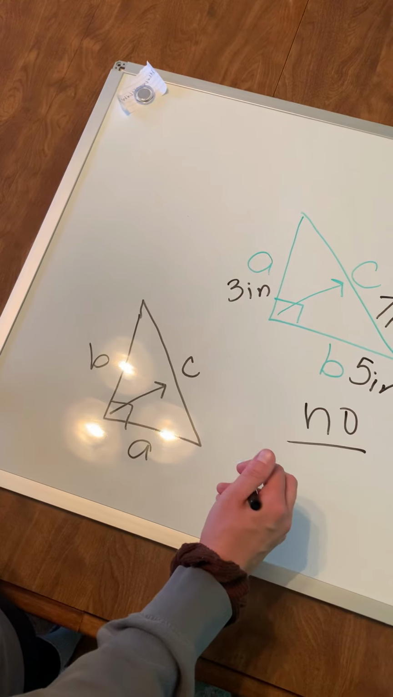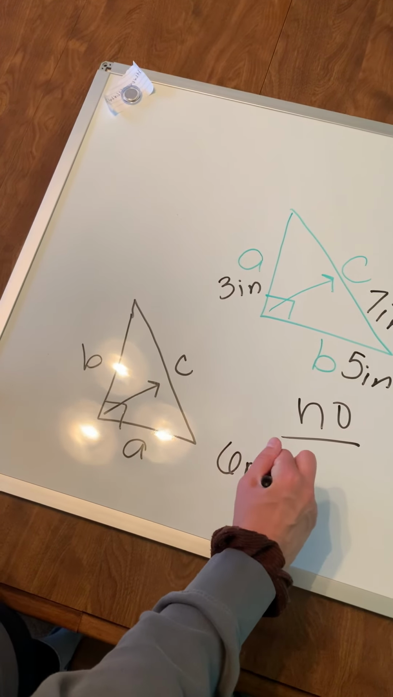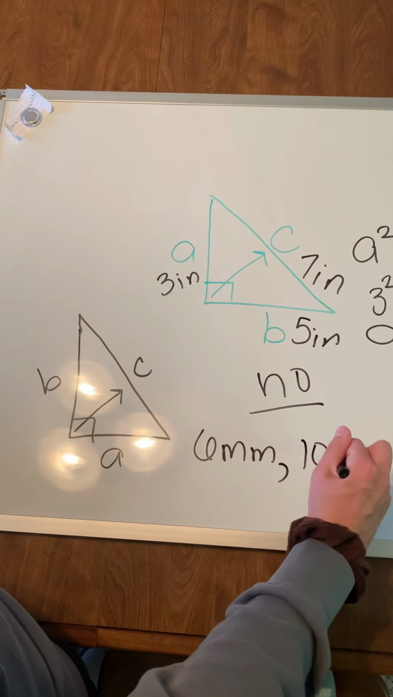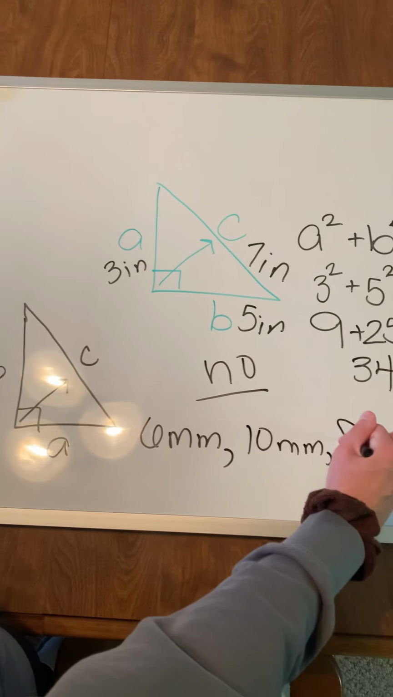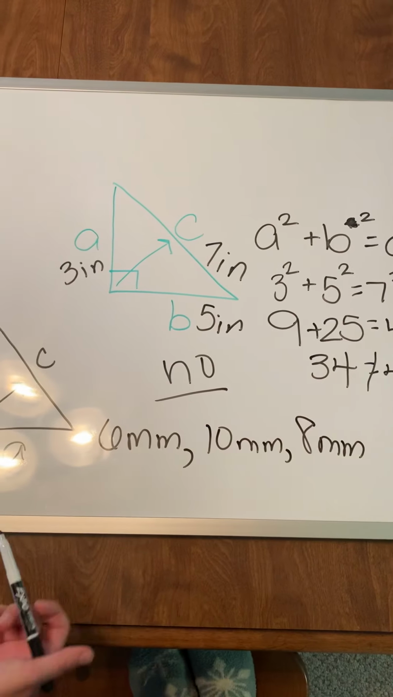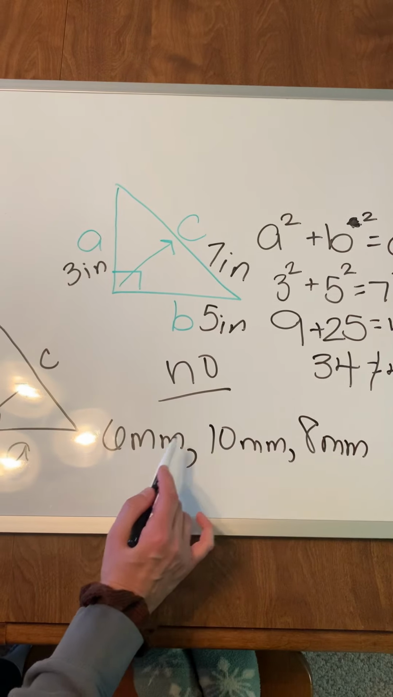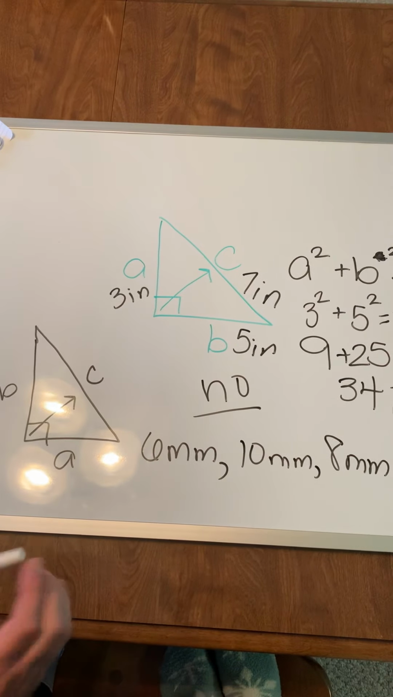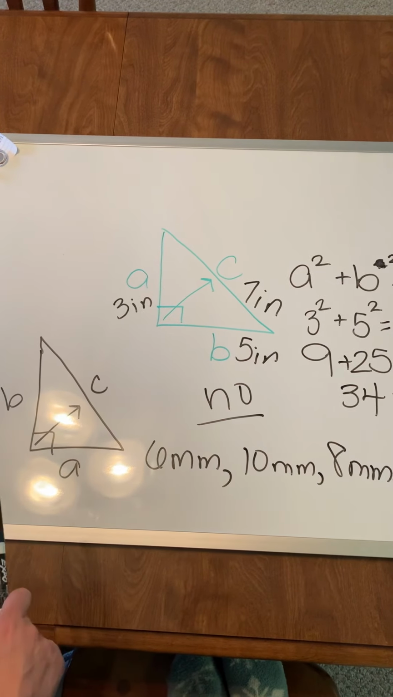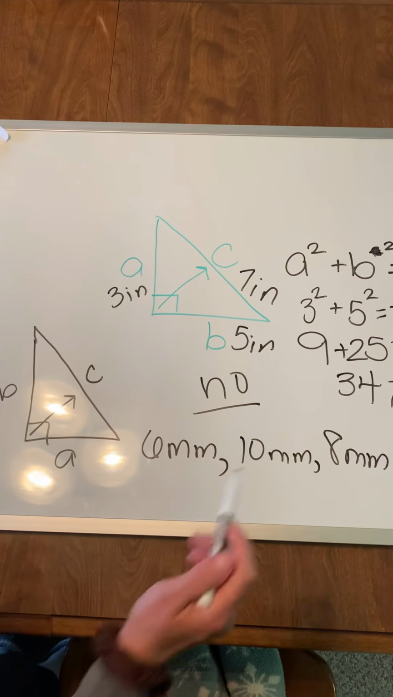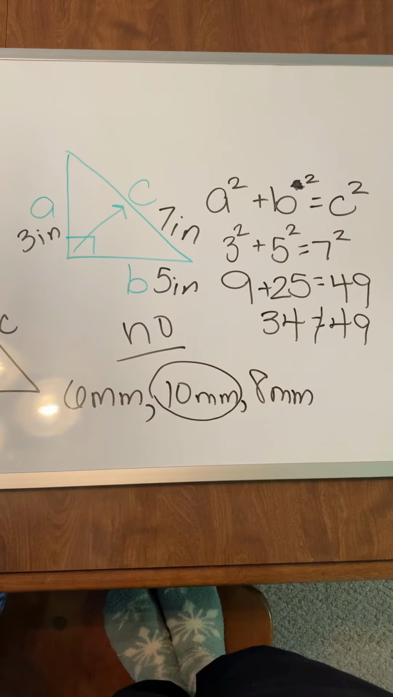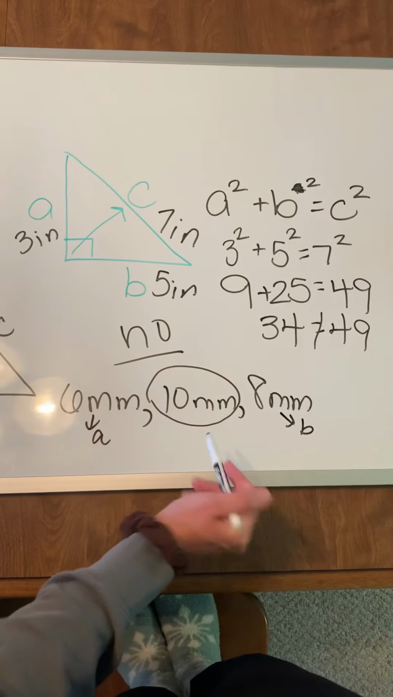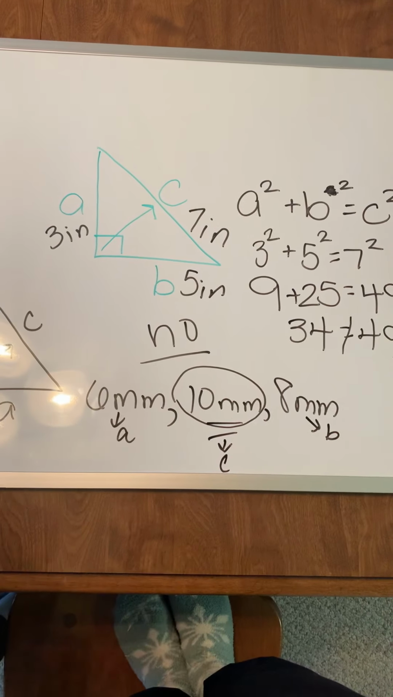I'm going to say 6 millimeters. Let me see, 10 millimeters and 8 millimeters. And I want to know, yes or no, do these 3 measurements form a right triangle? Well, I didn't label the measurements on the picture. I just have to see which one is going to be A, which one's going to be B, and which one's going to be C. C is your longest side, so it has to be that 10. So I'm just going to make this one A, this one B. They don't matter, but this one has to be C.